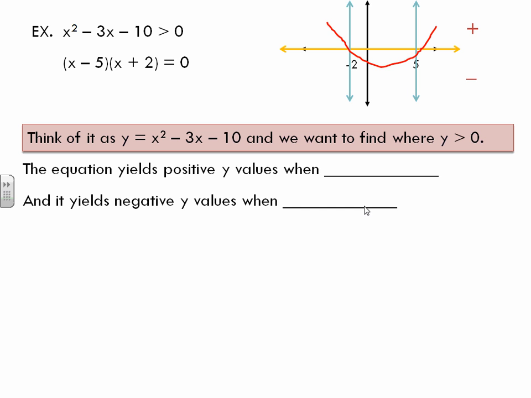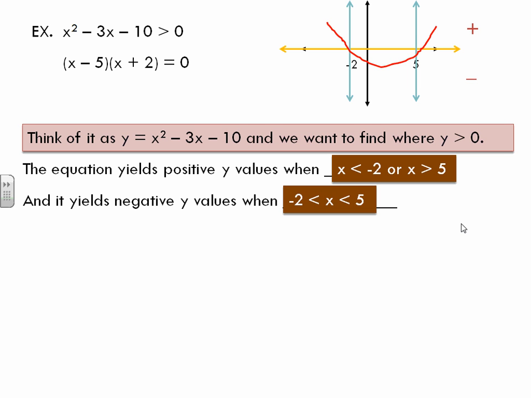So to answer our question, the equation yields positive y values when x is less than -2 or when x is greater than 5. So we have these two inequalities where you get positive y values. And it yields negative values when it's in between -2 and 5.